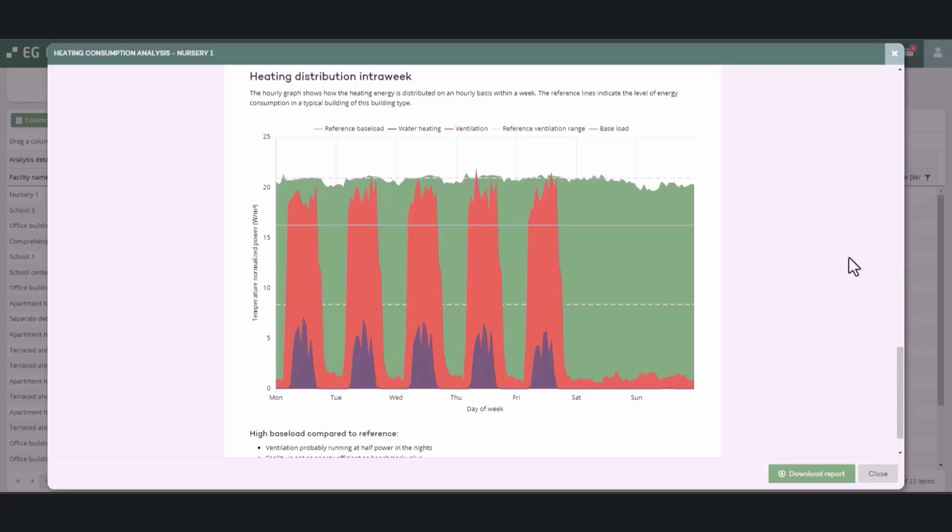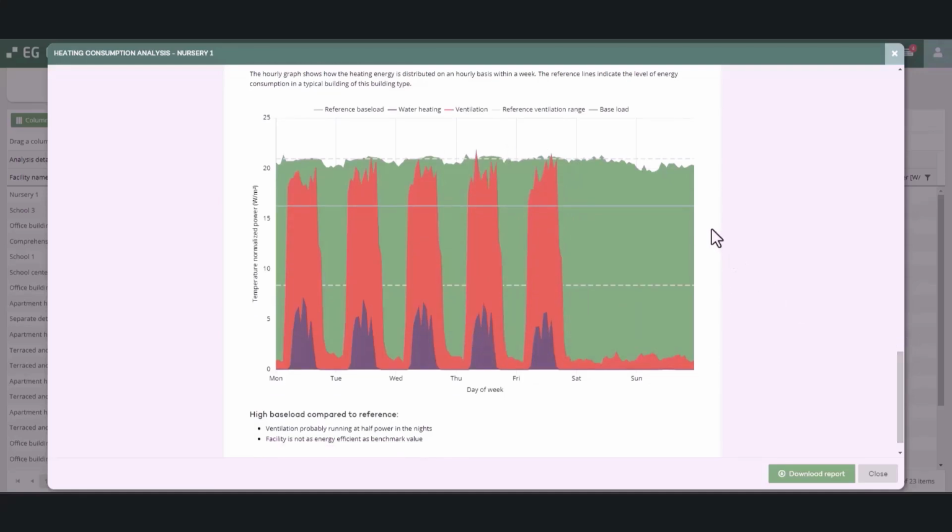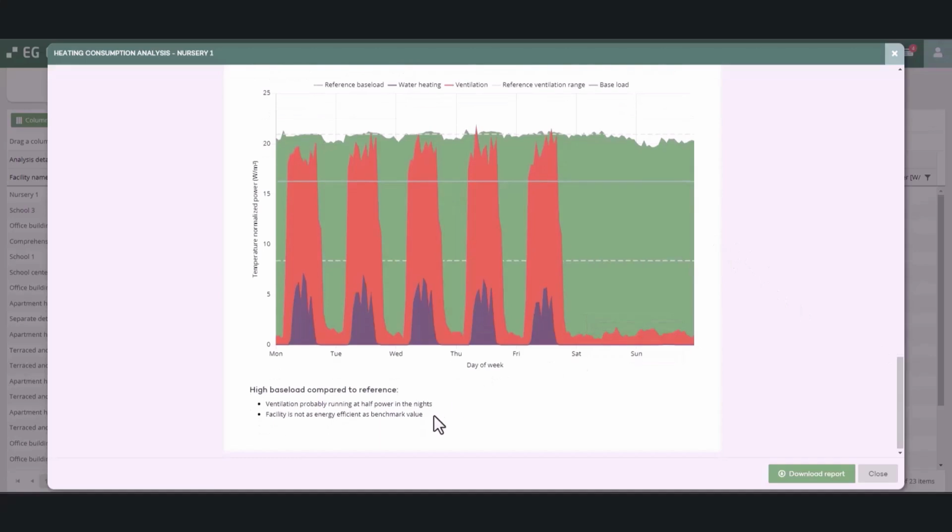You can also see how the power levels of the ventilation vary on business days and weekends. High base load compared to reference can be a sign of ventilation running on partial power constantly, or that the building's insulation is not as good as on average in similar buildings.